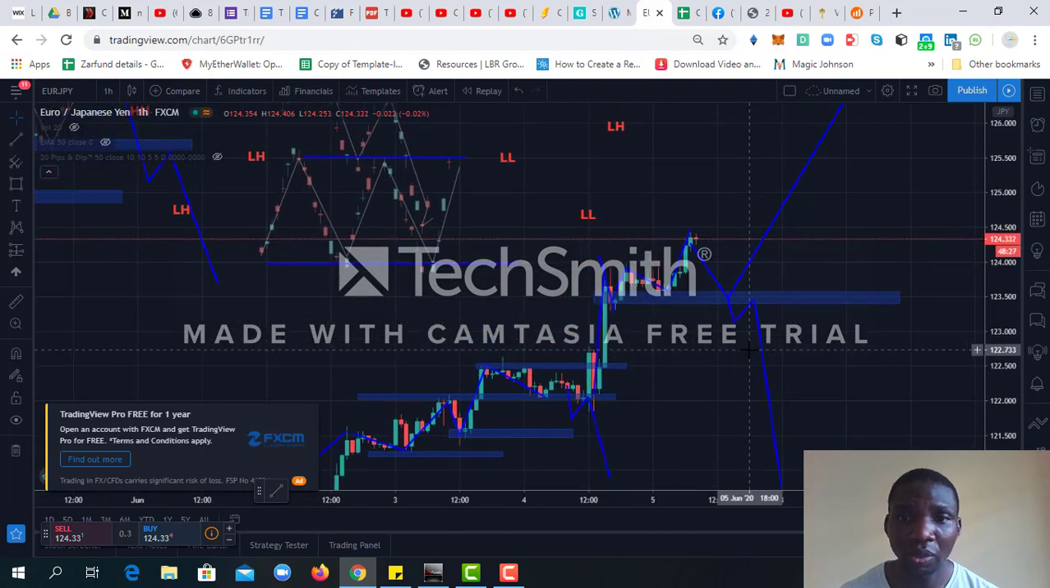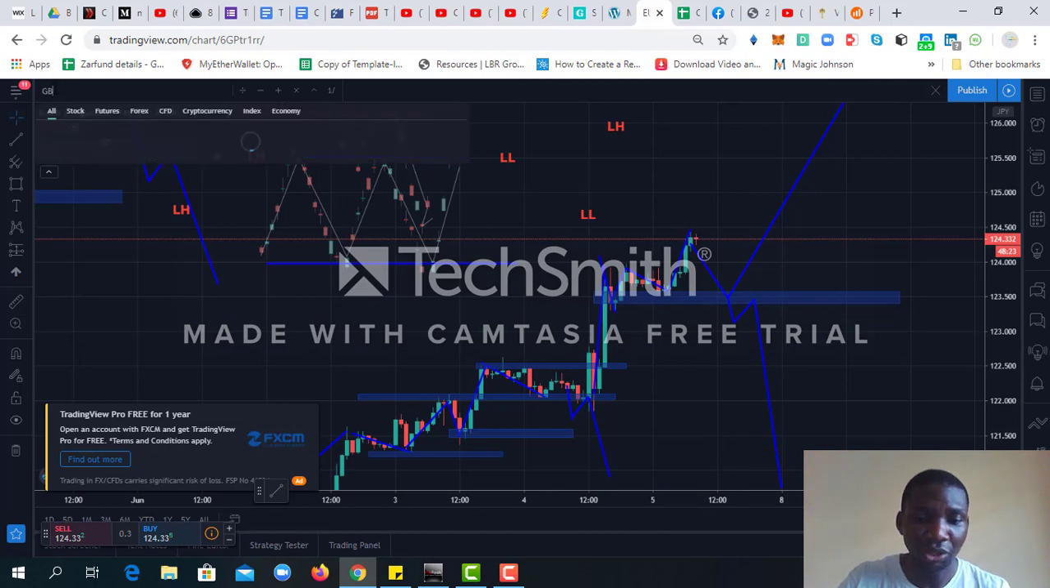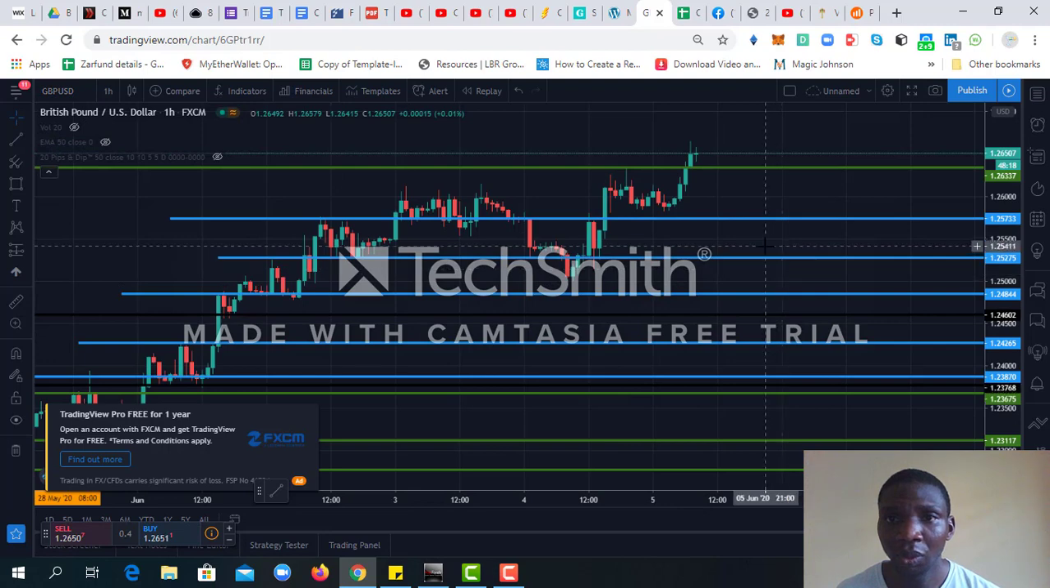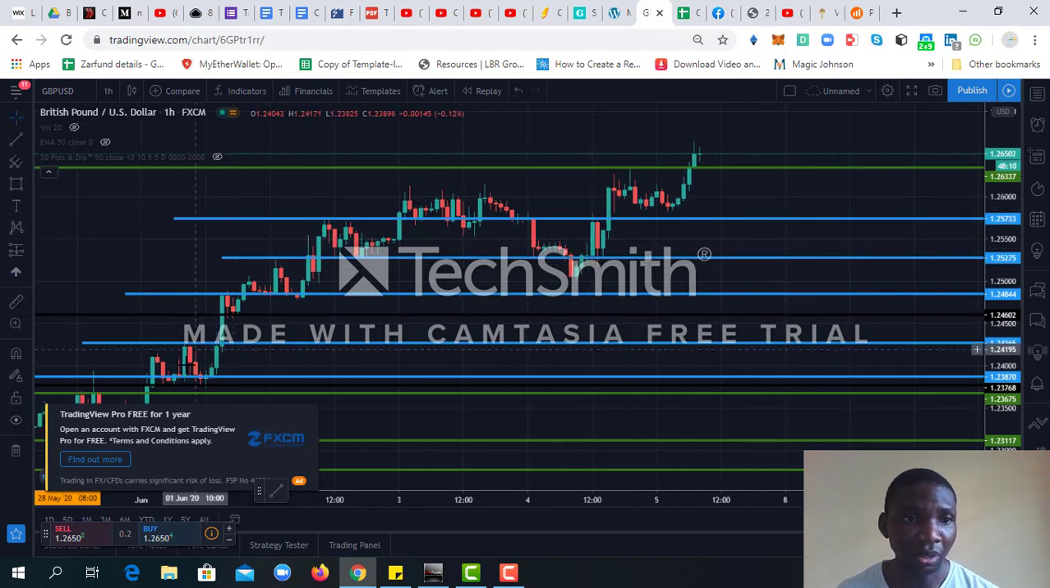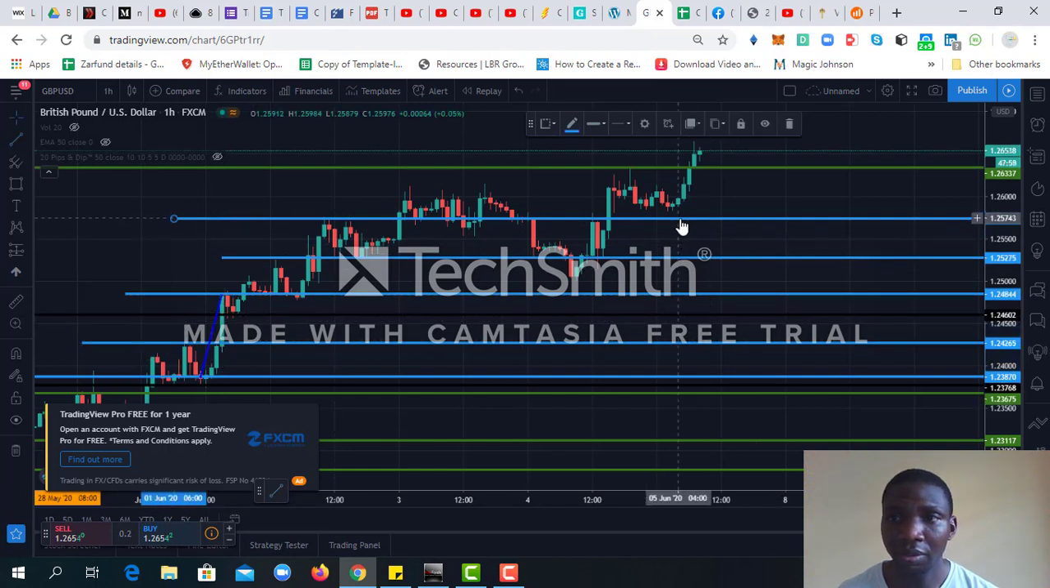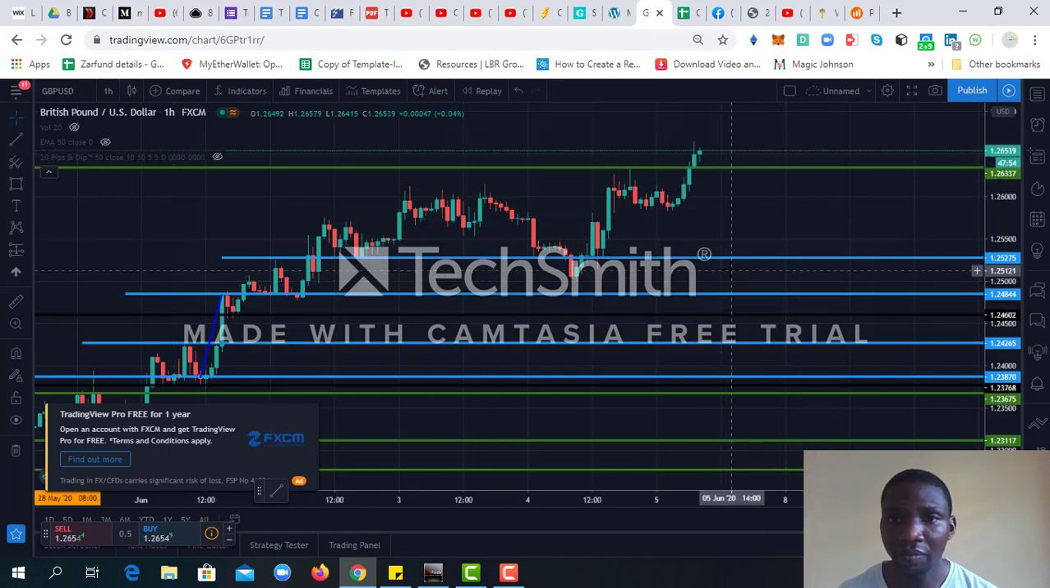Then let's look into another pair right now. Let's look at GBP USD. Okay, so let's look at this one. This is another one that has been trending up so much lately. So let's draw the structure. Okay, now let's get rid of these lines.